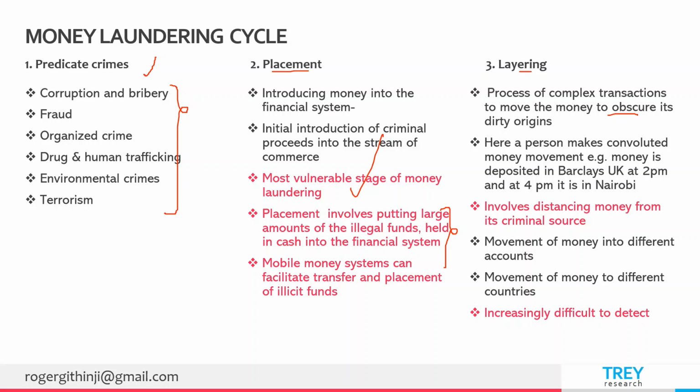So remember where we started, there's a predicate crime, we have placement into the financial system, then the third step, someone is going to make several transactions, conversion of that money, so that you can actually no longer tell what was the original source of this money.